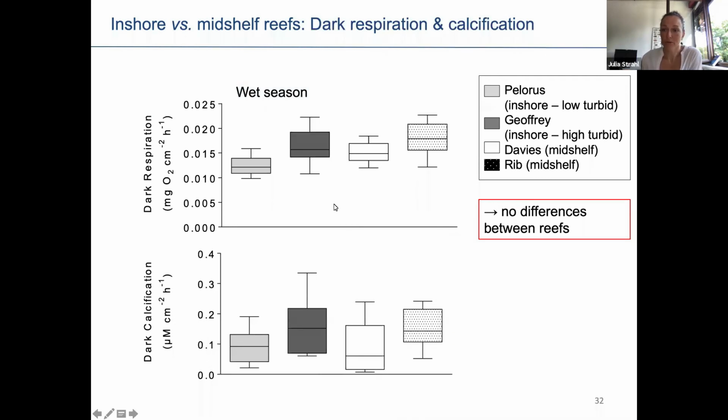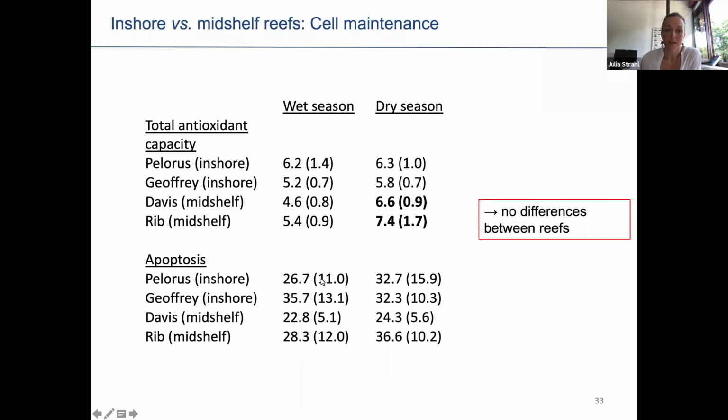As I mentioned before, and what we expected, and we could also see, was that the light independent parameters here, dark respiration and dark calcification, showed no differences between the reefs. So dark calcification was similarly strong during the wet season at all 4 reef sites in the corals.